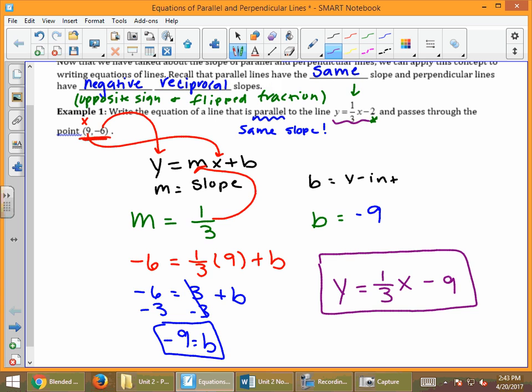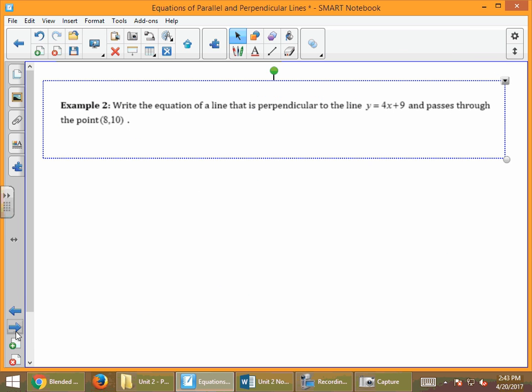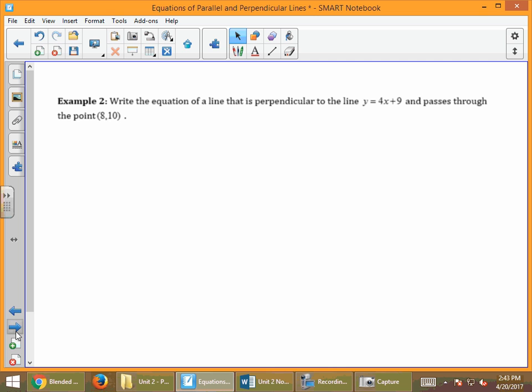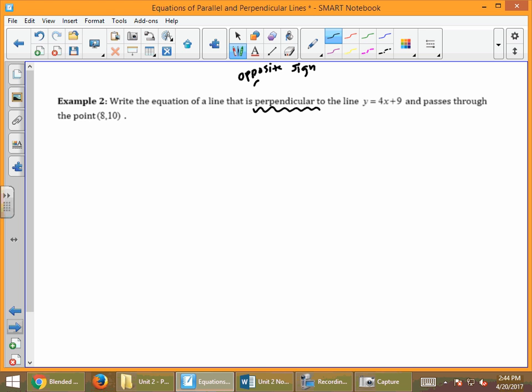Let's see another example like this. In example 2, we want to write an equation of a line that is perpendicular to the line y equals 4x and passes through the point 8, 10. So again, when you see the word perpendicular, that just means negative reciprocal slope, meaning opposite sign, flip the fraction. Okay? So we're writing a completely new equation.